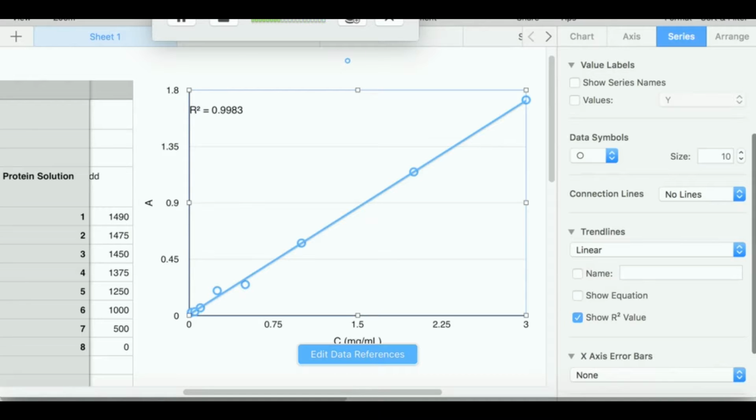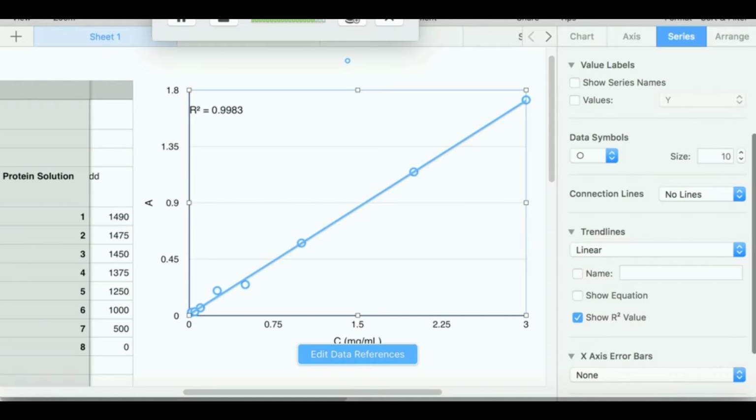You want to show an R-squared value. The R-squared value is called the coefficient of determination. It's a measure of ultimately your precision. How good were your concentrations, assuming the machine was perfect? And it turns out I get a value of 0.9983.